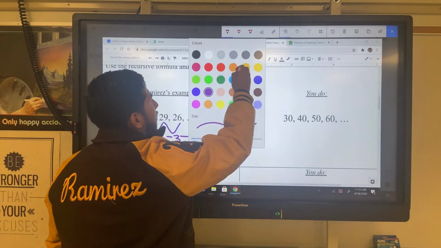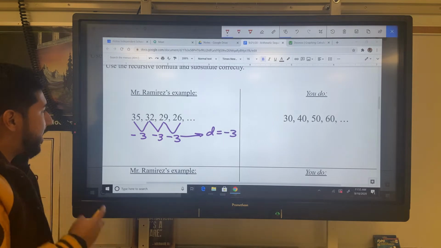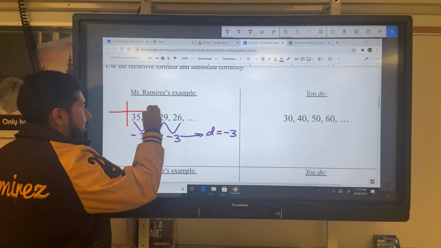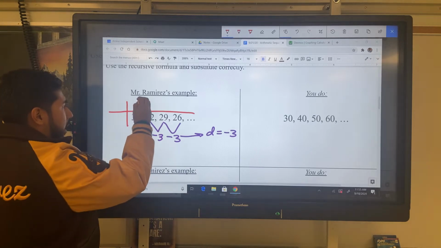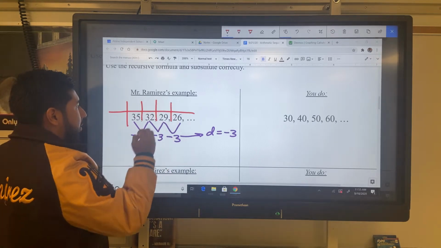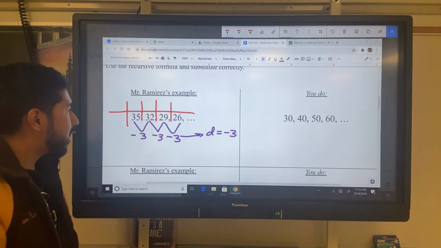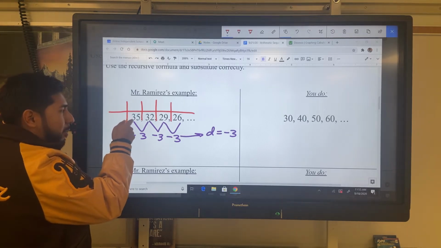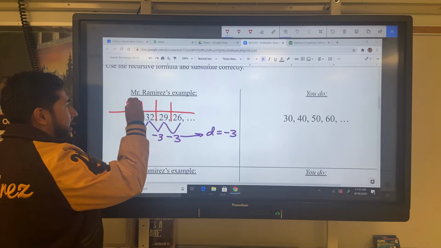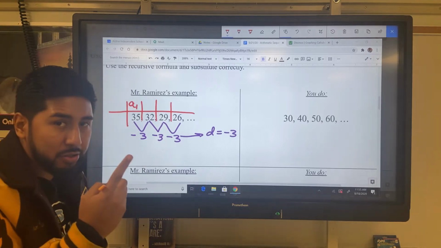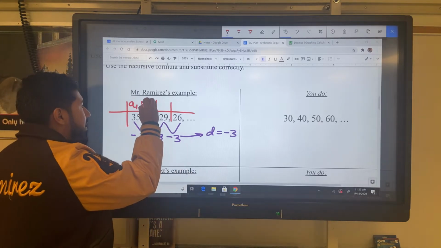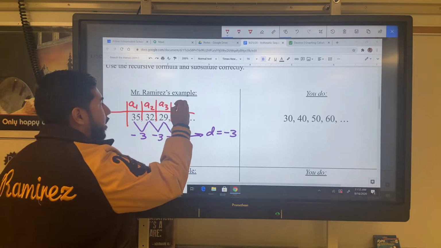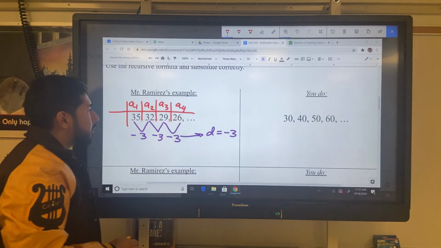Next step. I need to know my A0. So this is where, in the second step, I need to make a table. So I draw a beautiful table. And I know this is broken up into parts, so I just made a table horizontally. My first number, 35, is defined as A1 because it's my first term. It's the first number of the sequence. This is A2, A3, and A4.